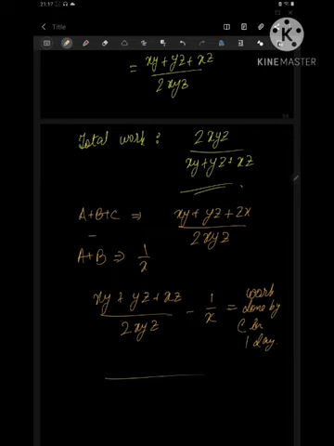So how much will this come to? This will come as 1 by 2xyz, so you have to multiply with 2yz. It will be (xy minus yz plus xz). And if you invert this, you will get the number of days taken by C alone to complete the work.